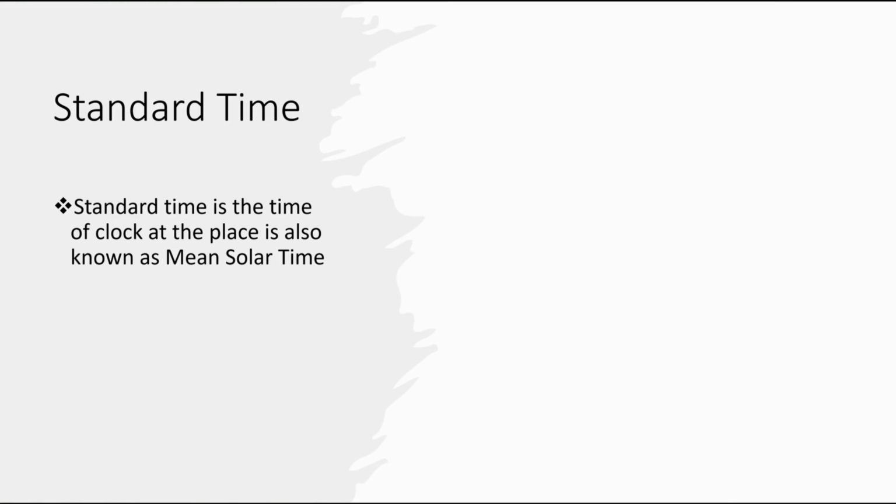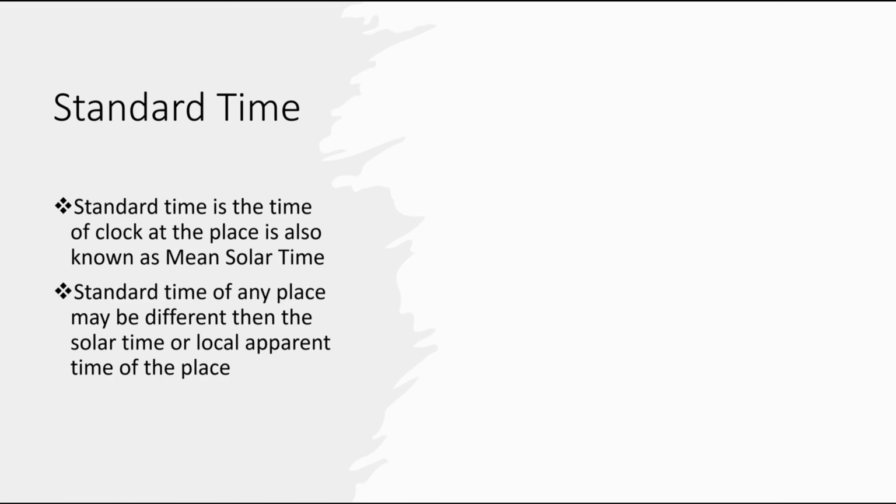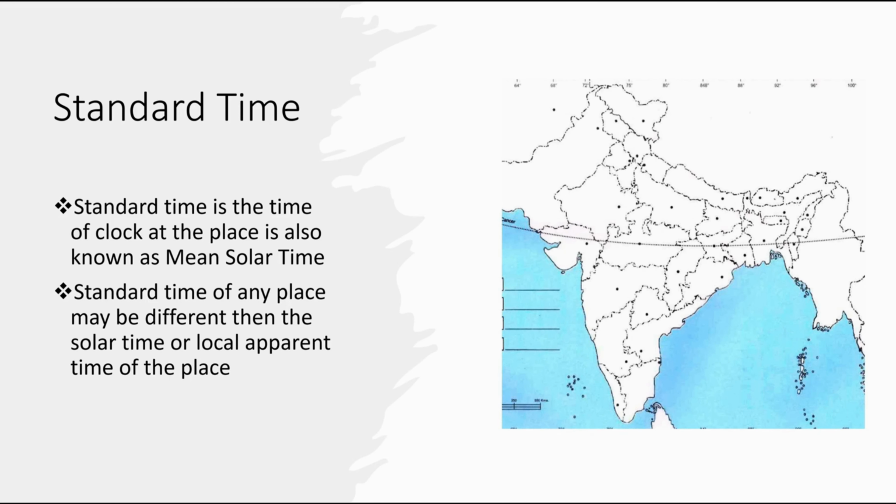The standard time of places mostly differs from one place to another because each degree of longitude has a difference of 4 minutes. Standard time is the time of the clock at the place, also known as the mean solar time. Standard time of any place may be different than the solar time or local apparent time of the place. To understand it, let us take the case of India.